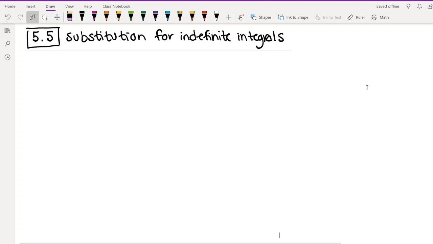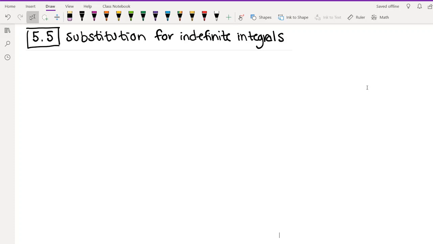Hi everyone. In this video, we're going to be talking about a new method for evaluating indefinite integrals. As I mentioned in the last video, so far when we've been finding antiderivatives, they've all been fairly simple antiderivatives, ones that you can figure out either using the reverse power rule or just by recognizing, oh, I know that this function is the derivative of some other function.